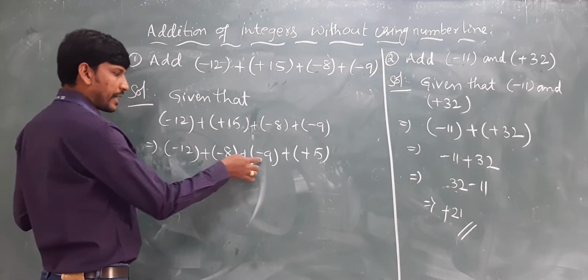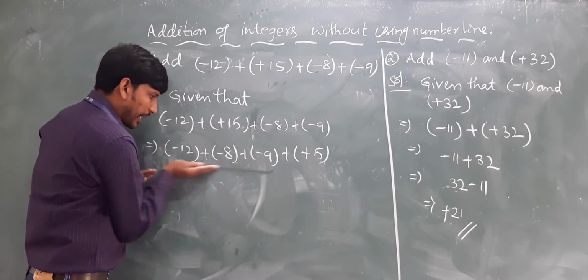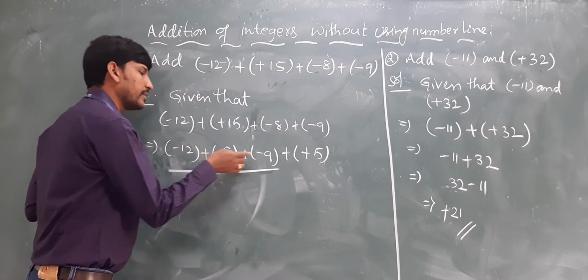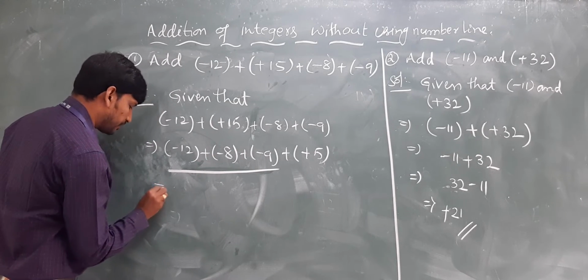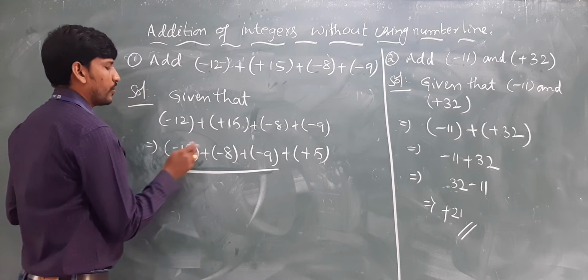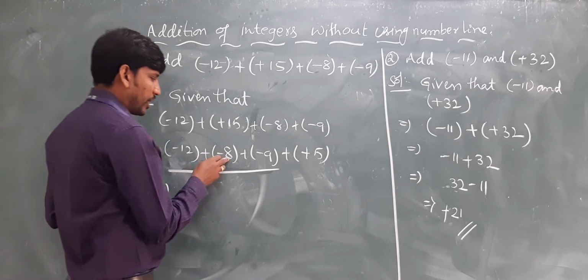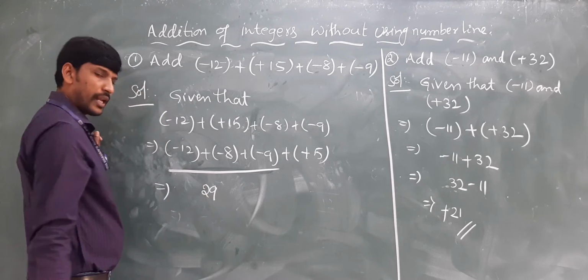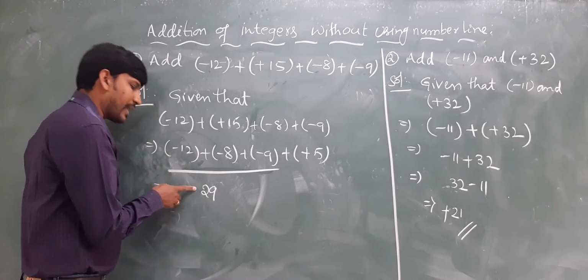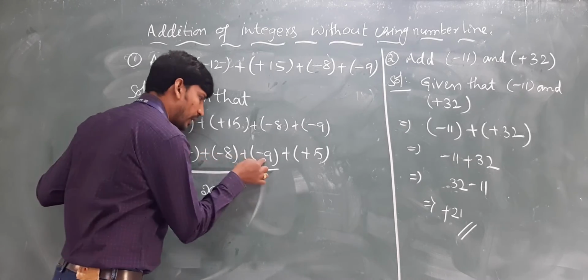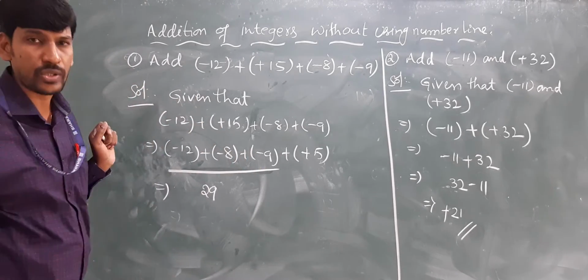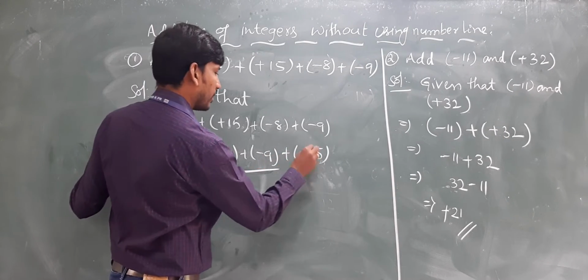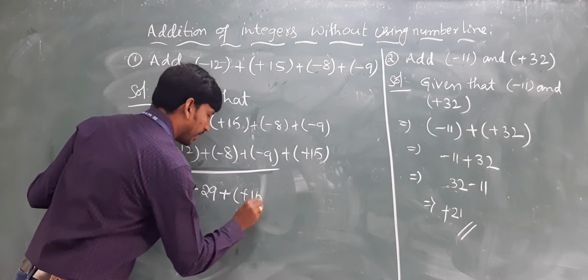Now these three are negative integers, the first three. So what are you going to do? You should add these three. What are you going to get? Minus 12. 12 plus 8 is equal to 20. 20 plus 9 is equal to 29. So shall I write 29 here? Can I keep plus or minus? You should keep the minus sign because these three integers have negative sign. So here minus 29 plus this is as it is, plus 15.